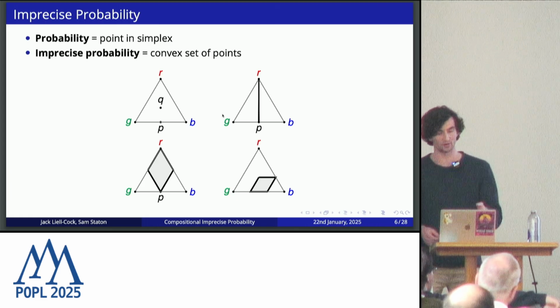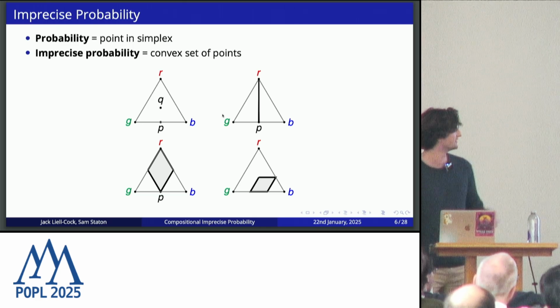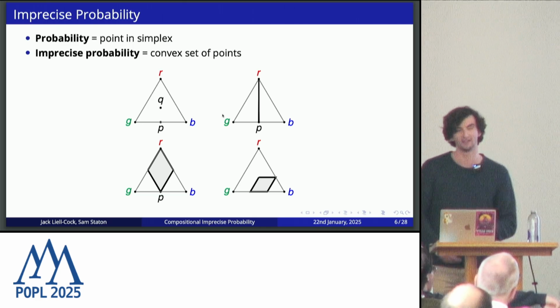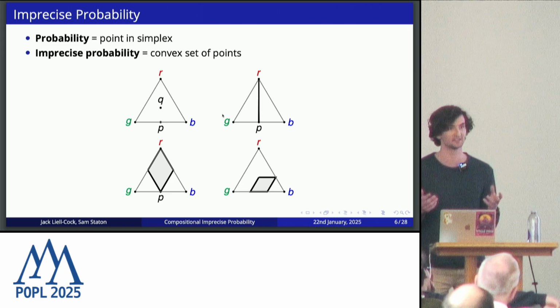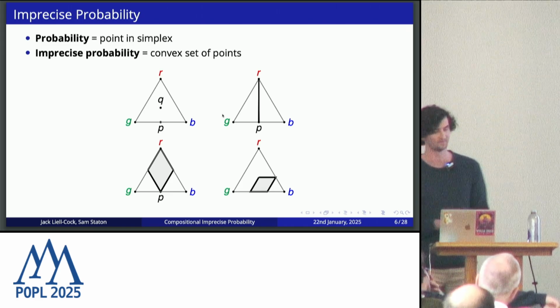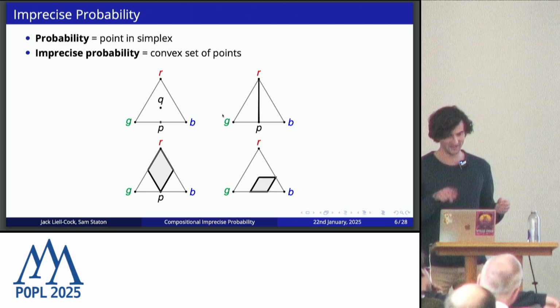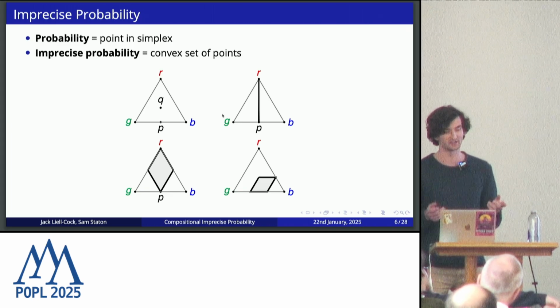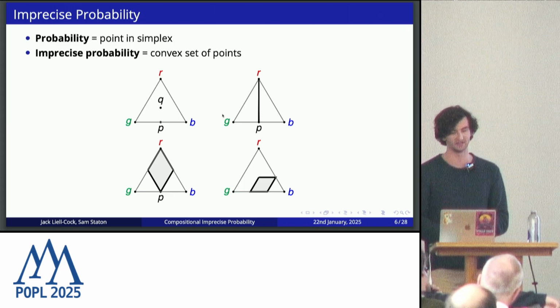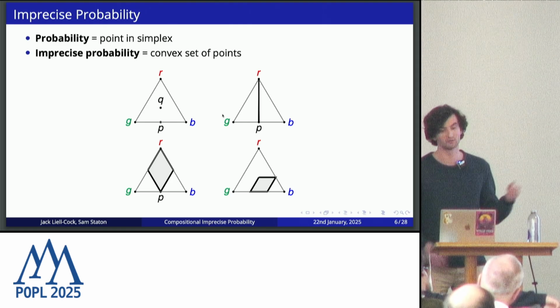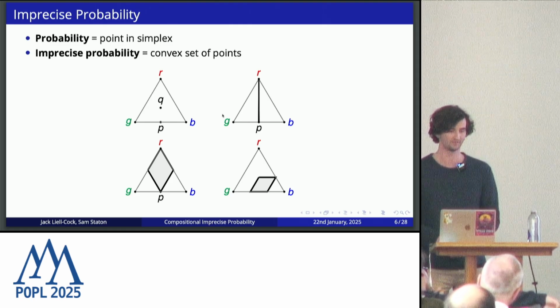So we can think of the point at red, in this top left triangle here, the very top point, that represents 100% chance of red happening. The point halfway between green and blue, so P here, represents equal odds chance between green and blue and impossibility of red. And then the point Q represents equal odd chance of everything.